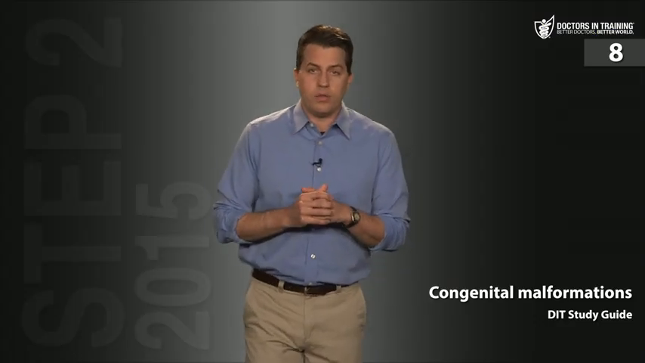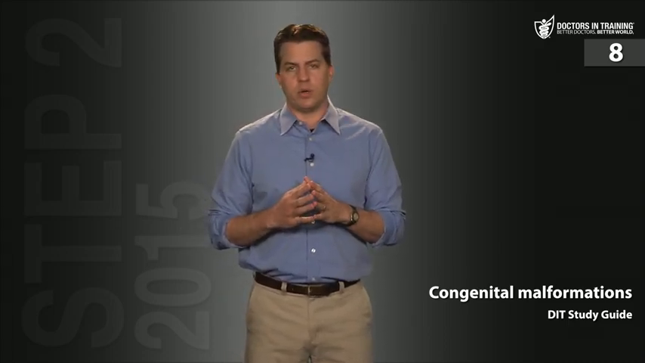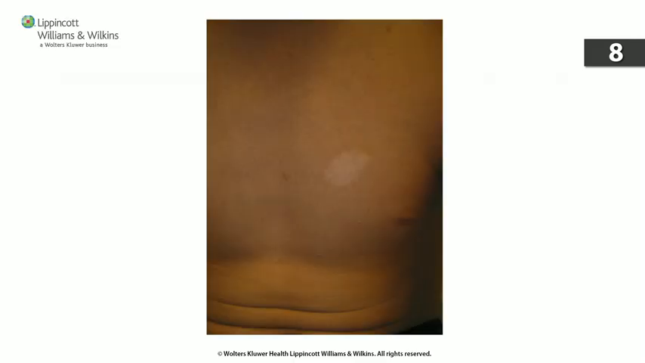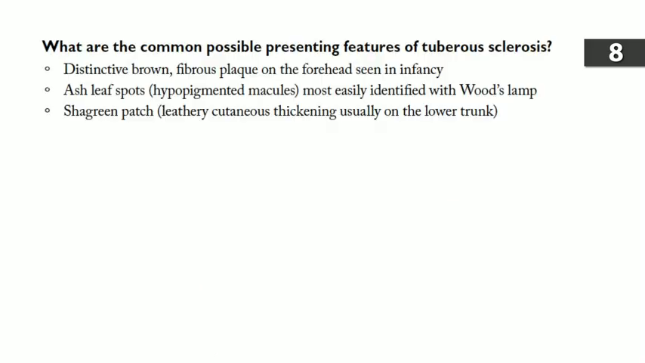Next, what are the common possible presenting features of tuberous sclerosis? Now, there's a range of presentation with tuberous sclerosis, and not all of these patients have all of these findings. But some of the characteristic findings include distinctive brown fibrous plaques on the forehead seen in infancy, and ash leaf spots. These are hypopigmented macules, most easily identified with a Wood's lamp. They might have a shagreen patch, which is a leathery cutaneous thickening, usually on the lower trunk.